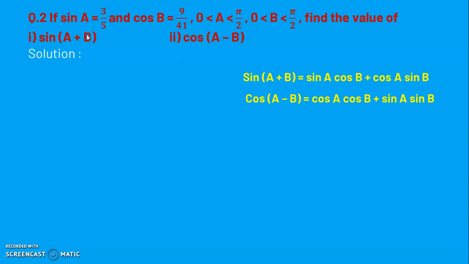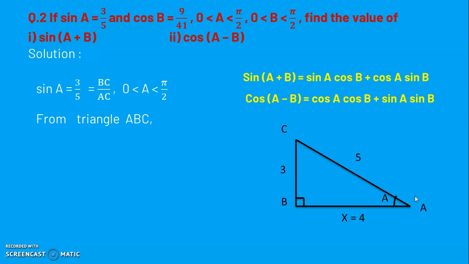So what is sin A in trigonometric ratio? That is opposite side divided by hypotenuse. Let's draw a triangle ABC, where the angle lies at point A. BC is the opposite side, AC is the hypotenuse, and AB is the adjacent. So from this triangle, sin A is opposite by hypotenuse, that means BC divided by AC, which is 3 by 5.